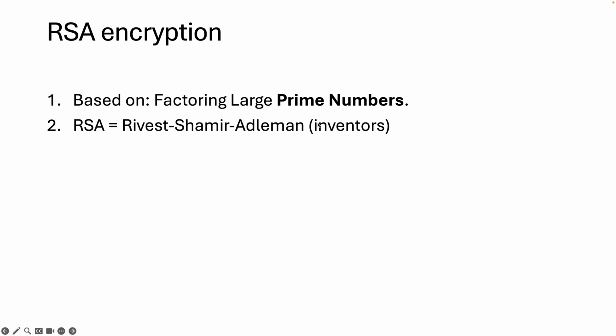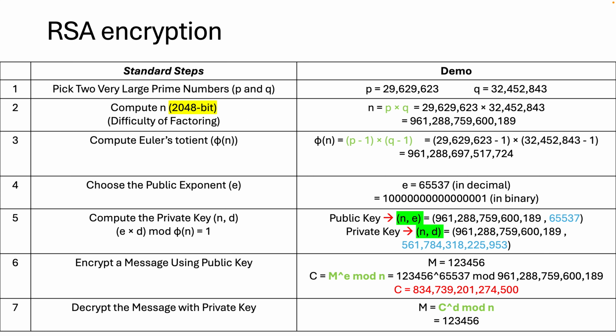Let's take RSA encryption as an example and figure out how its one-way math function works. RSA encryption is the most widely used asymmetrical algorithm, and the one-way math function it's based on is factoring large prime numbers. Let's see how RSA works. Step 1 in RSA encryption. Pick two very large prime numbers, P and Q, randomly.